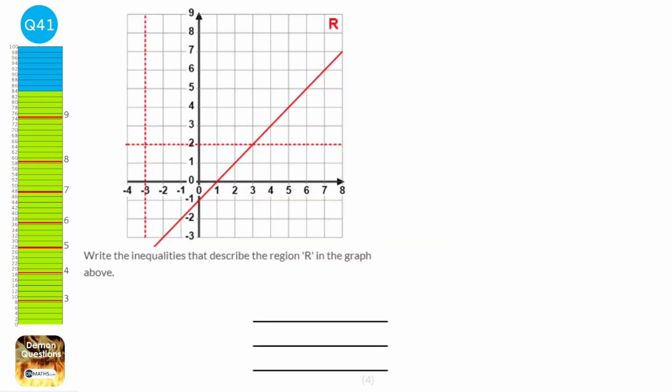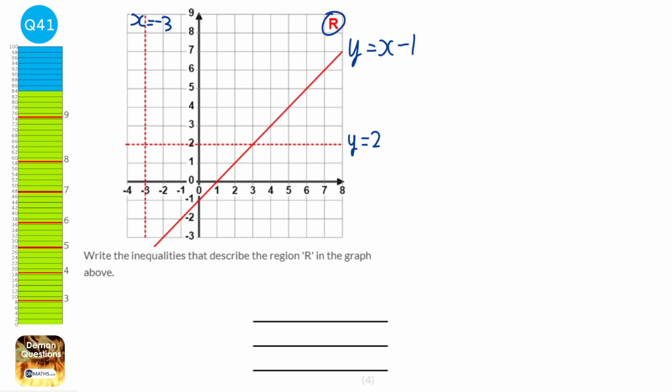I'm going to start by identifying the equations of each line. So here we've got y equals 2, because the y coordinate is always 2 on this line. This one here we've got x equals minus 3, because the x coordinate is always minus 3. And this next one is a bit more difficult, but it's perfectly diagonal, so it's going to be a y equals x line, but if you look, it crosses the y-axis at -1, so it's going to be y equals x minus 1. Okay, these are not inequalities though, so we need to work out what the inequalities are.